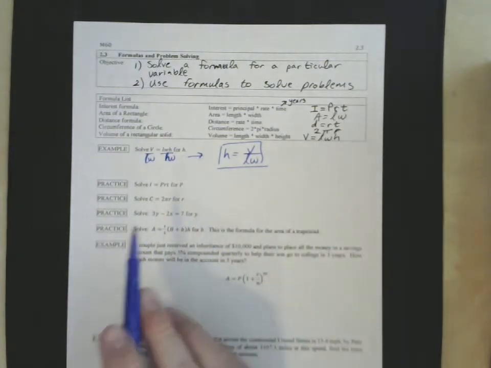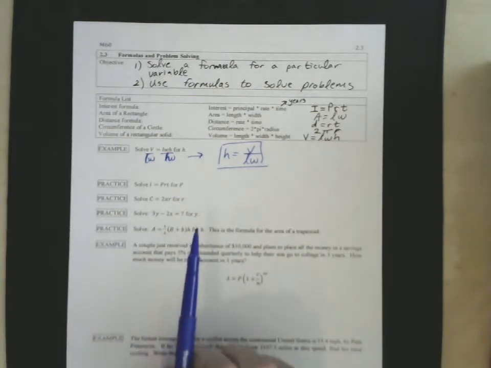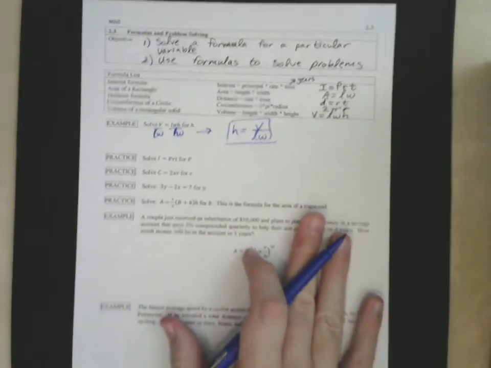So I've got some practice problems here that'll get you going on that. Solving the interest for P, solving circumference for R, solving this two-variable equation for Y, and solving this, the area of a trapezoid, for little b. So you can practice those.